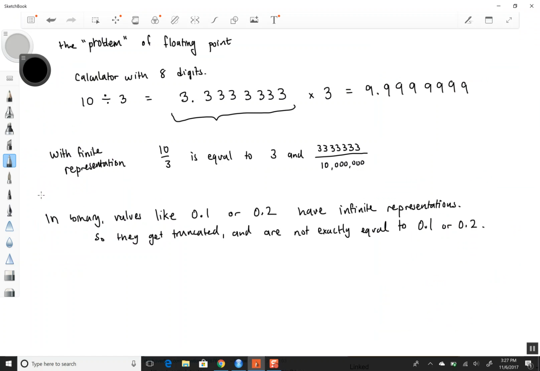So we'll talk about how numbers are represented in the system, the system of floating point. This is the IEEE 754 system. But that's the problem of floating point numbers in a nutshell: we're using a finite representation for something that's potentially infinite.